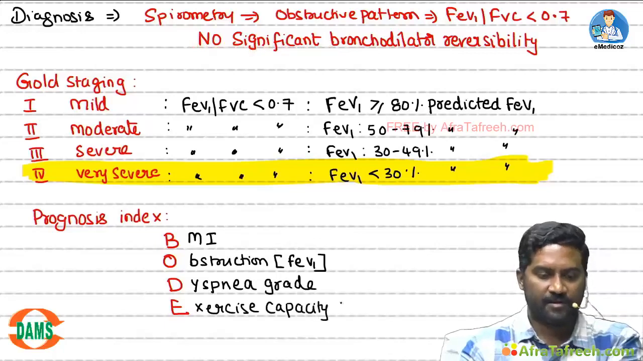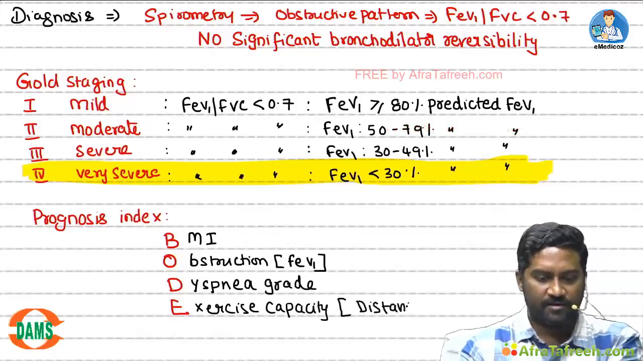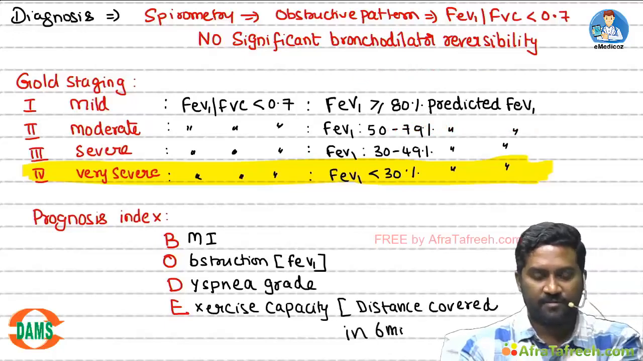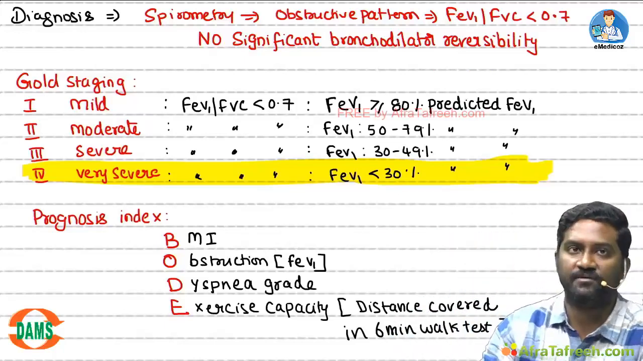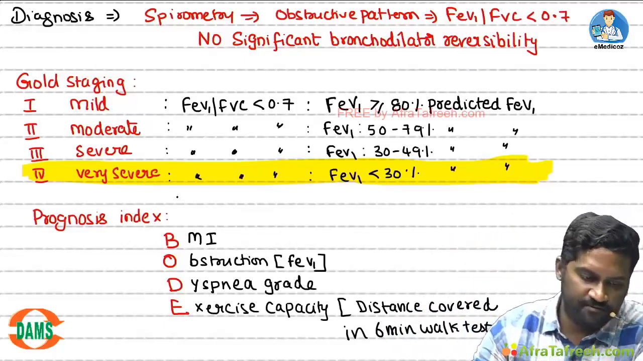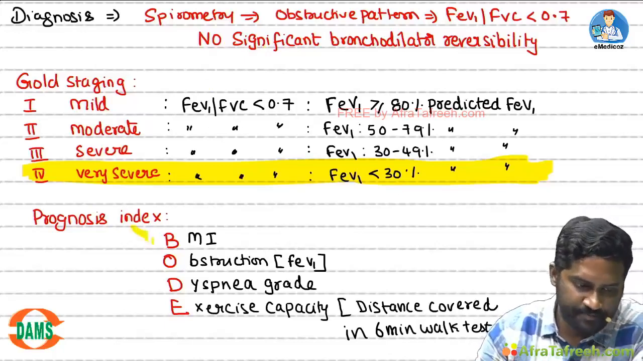This exercise capacity can be known by distance covered by the patient in a 6-minute walk test. I ask the patient to walk for 6 minutes, then I see how much distance he has covered. B stands for BMI.